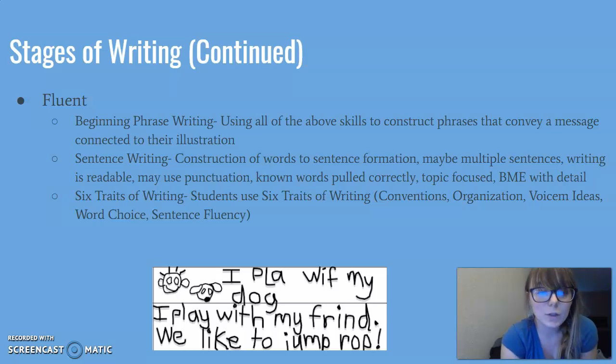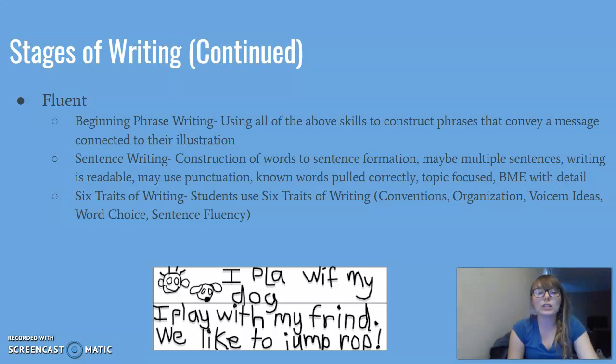The next one is sentence writing, construction of words to sentence formation, maybe multiple sentences, writing is readable, may use punctuation, known words spelled correctly, topic focus, VME with detail. That's that example right there. It says, I play with my friend, we like to jump rope. Some of the things are misspelled, friend and rope are, but you again can understand what the child is saying, and they do convey it with multiple sentences.